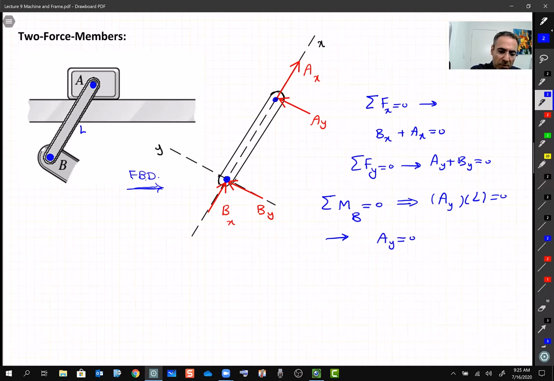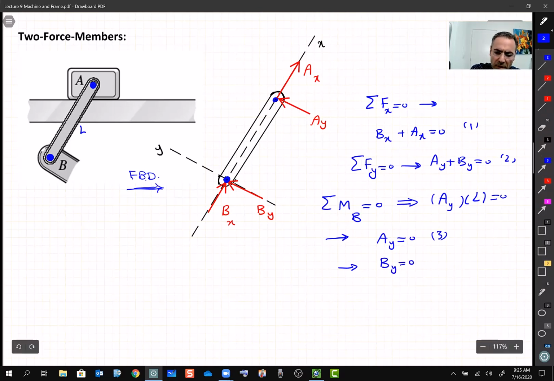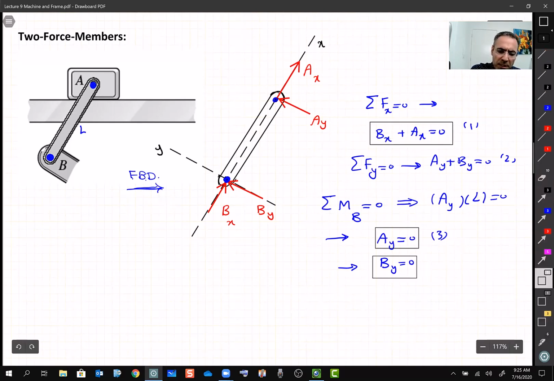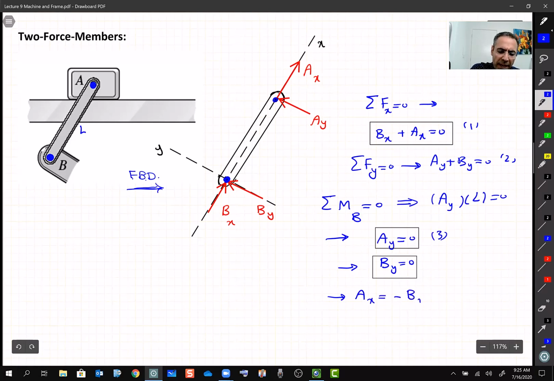So let's say these are equations 1, 2, and 3. If I substitute AY in 2, I realize that BY also has to be 0. What else? Well, we found AY is 0. We found BY is 0. And from 1, we can conclude that AX is equal to minus BX, right? So this is what we got.